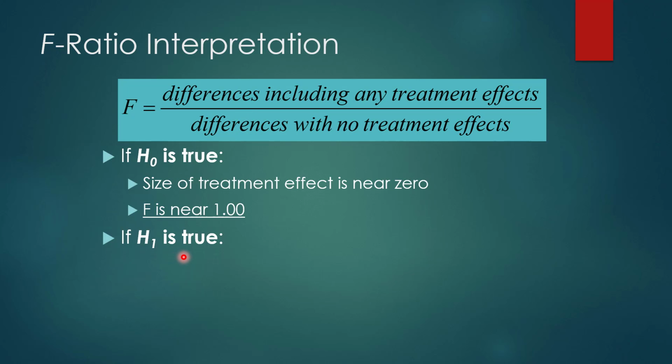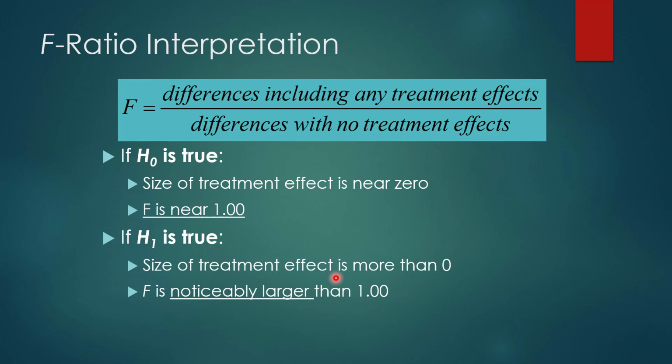If H1 is true, the size of the treatment effect is much more than 0, which means that your F value is noticeably larger than 1.